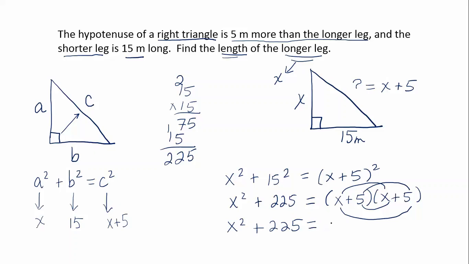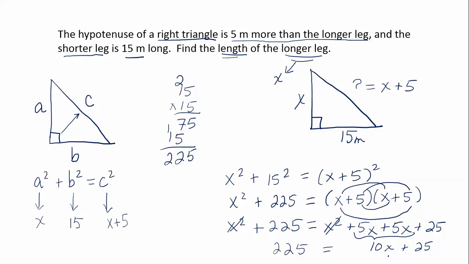x times x would give us x squared, x times 5 would give us 5x, 5 times x would also give us 5x, and 5 times 5 would give us 25. Here we can combine like terms on the right to get 10x plus 25. And I'm going to go ahead and subtract x squared from both sides. So now we see what kind of equation we really have. 225 equals 10x plus 25.